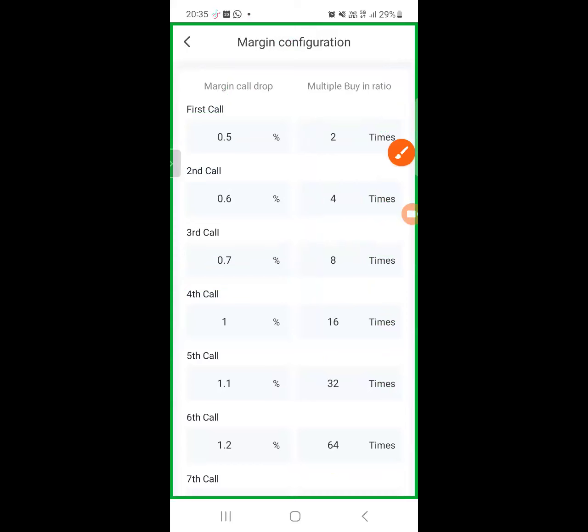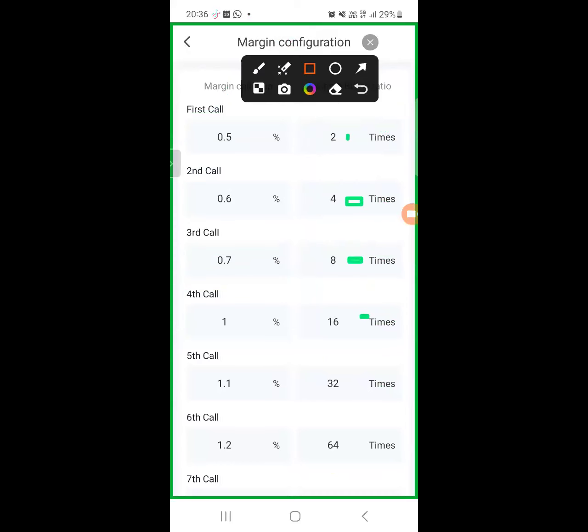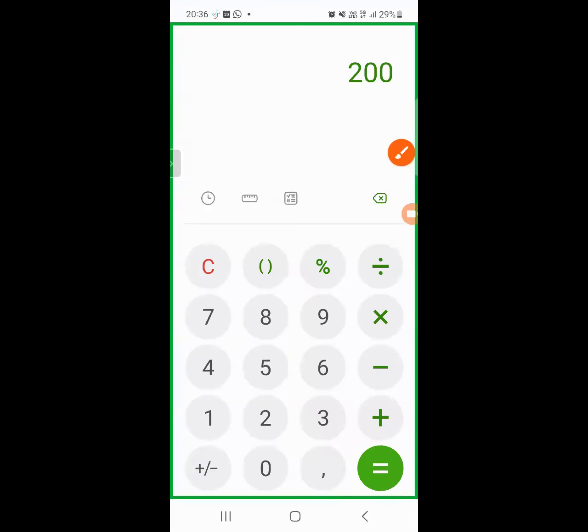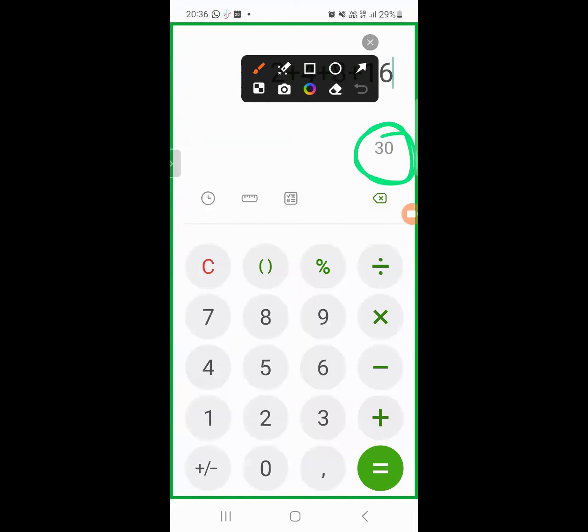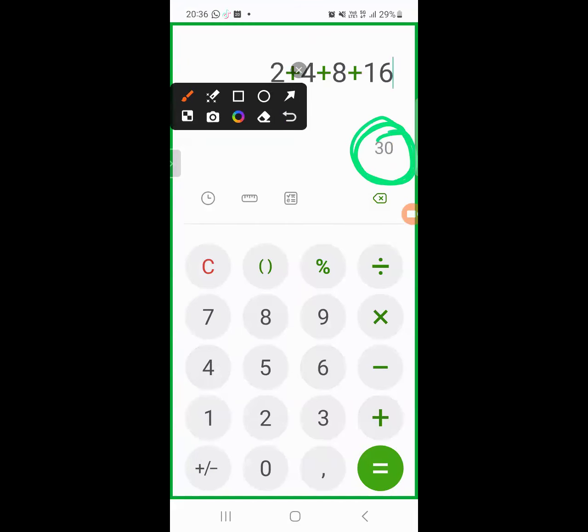So let's calculate it. 2 plus 4 plus 8 plus 16. How much will it give us as results? Here we are going to calculate it in the calculator. So here you make it like this. 2 plus 2, 4. 4 plus 4, then 8. 8 plus 8, then 16. 16, how much? It is 30. You see, 30. Then 30 times what? 30 times the first buy amount, which is $5.